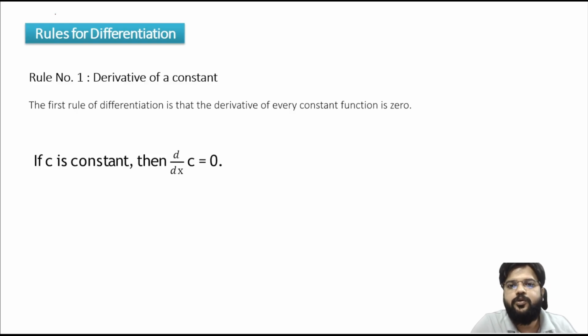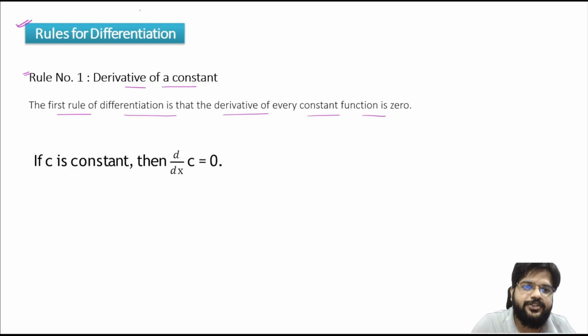Now we will discuss the rules for differentiation. When we are doing differentiation, we follow some rules, everyone. So here we have rule number 1. What is rule number 1, everyone? Derivative of a constant. The first rule of differentiation is that the derivative of every constant function is 0. So when we differentiate any constant function, it is always 0.